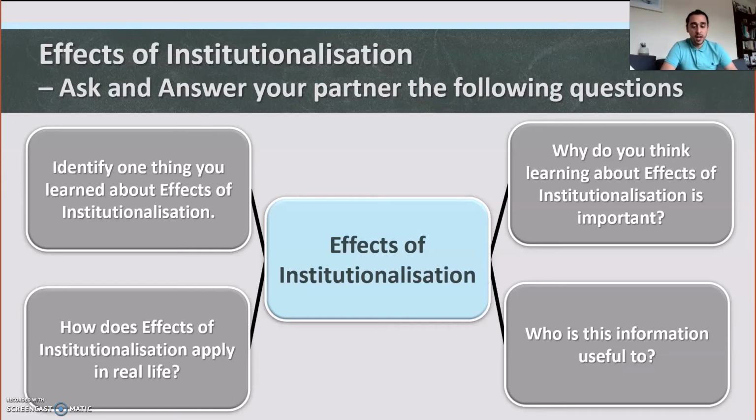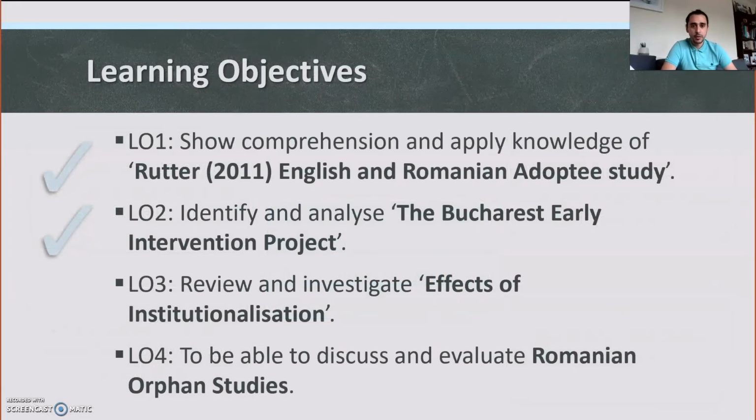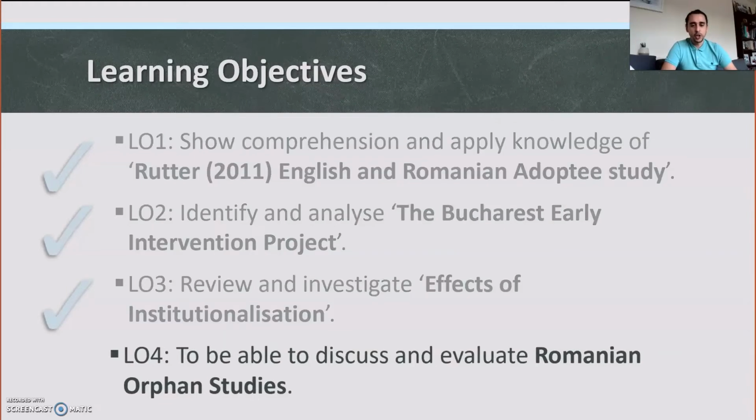Identify one thing you've learned. Why do you think it's important to learn about this? How does this apply in real life? Well, there's literally real life examples of this. Who is this information useful to? Potentially orphanages, right? This is really important information. Right, the last thing we're going to do now is have a look at the evaluation.